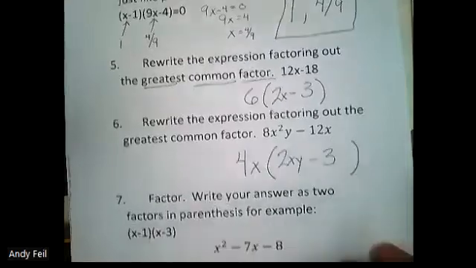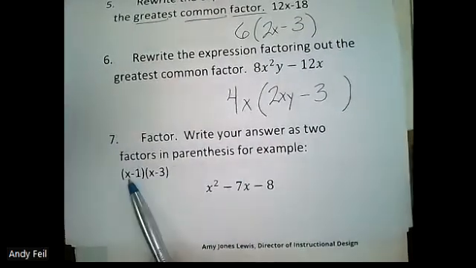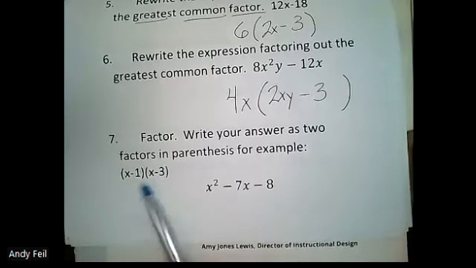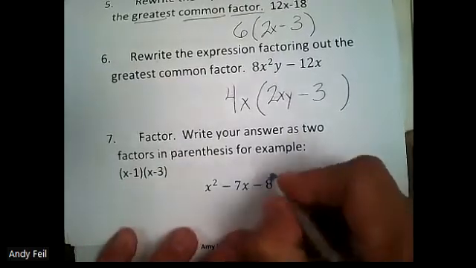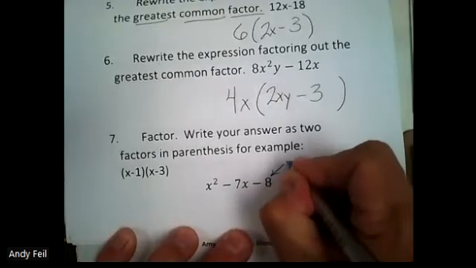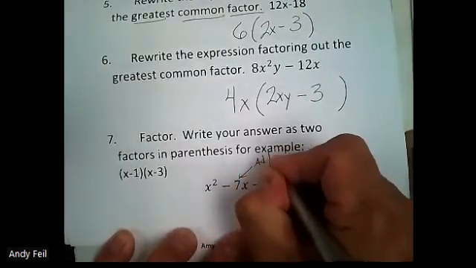All right, let's see. Number 7, factor. Write your answer as 2 factors in parentheses. For example, x minus 1, x minus 3. So this is not the answer, but this is what your answer is going to look like. So here's how you do these problems. These are the ones where this is the multiply number and this is the add number.